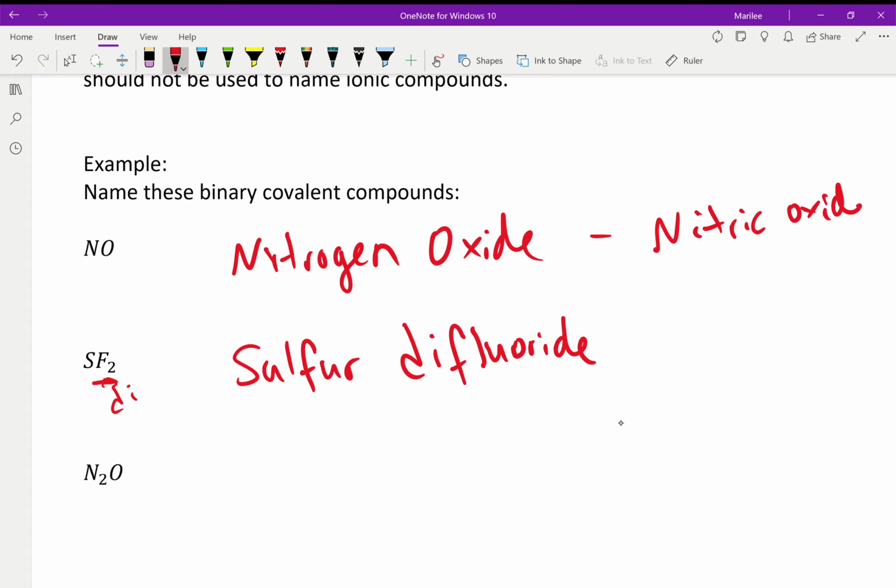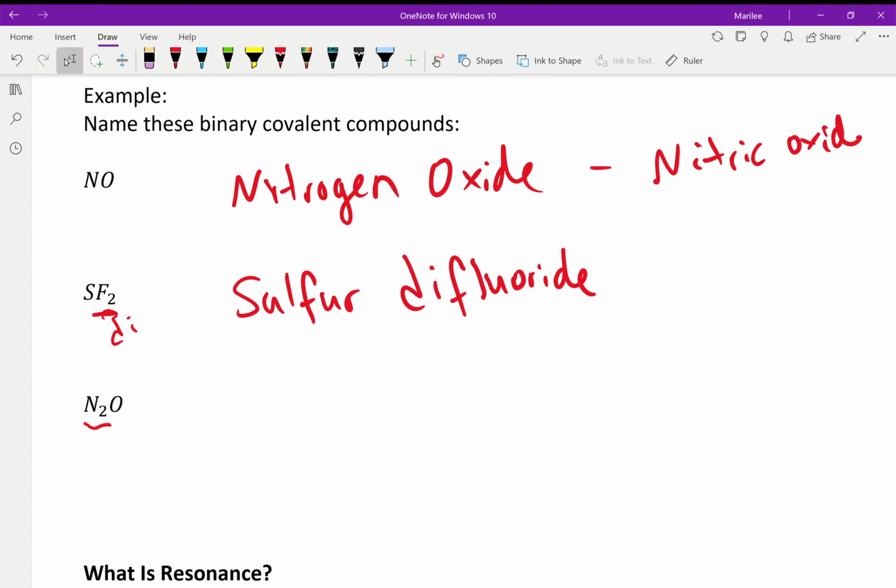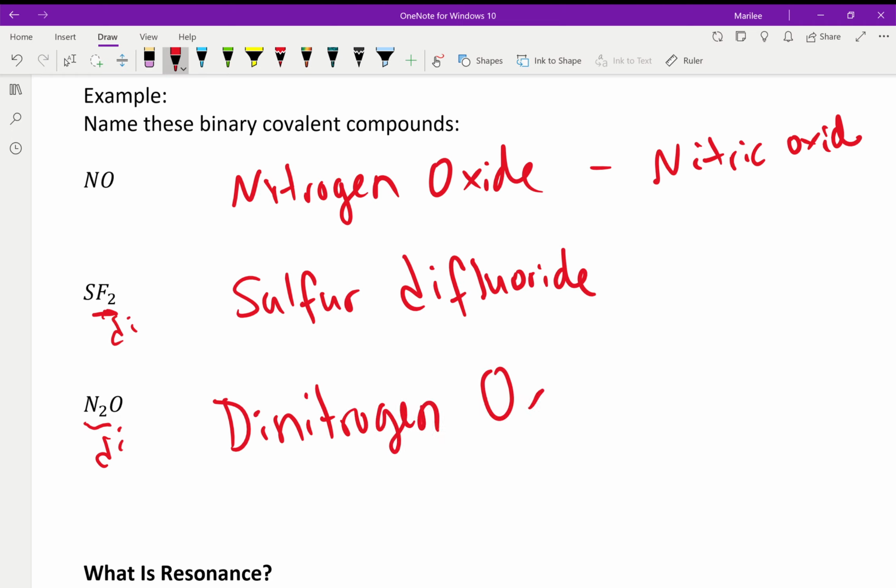Here we have N2O, so we have two nitrogen. How do we name the two nitrogens? Again, di. So dinitrogen oxide.